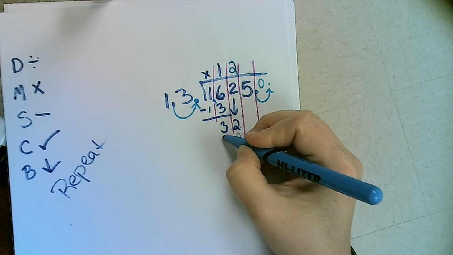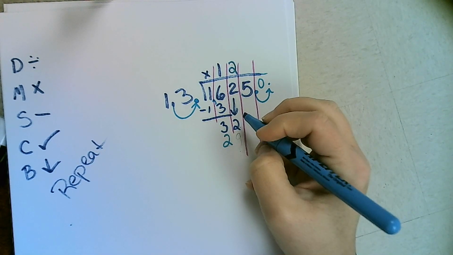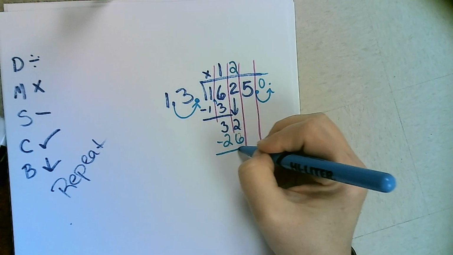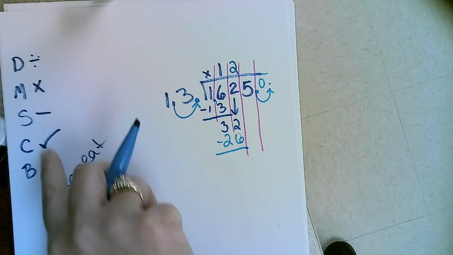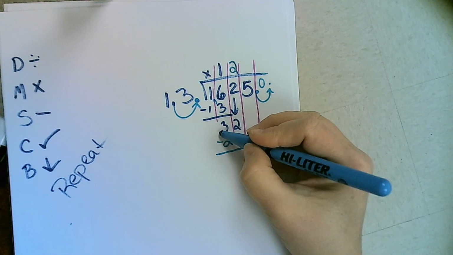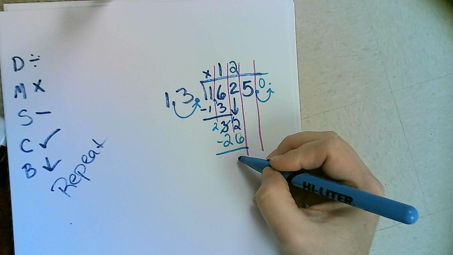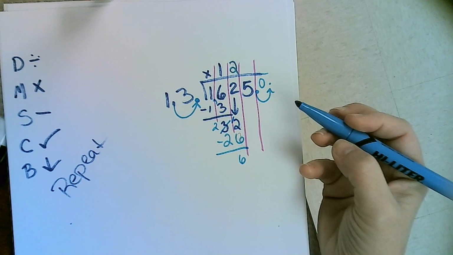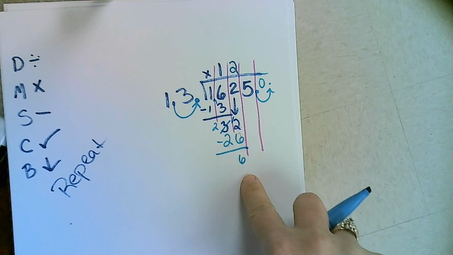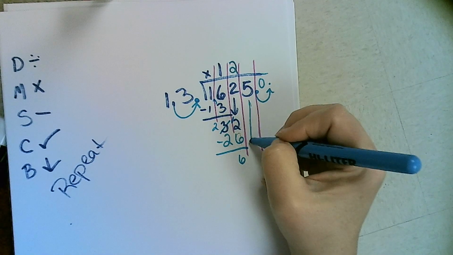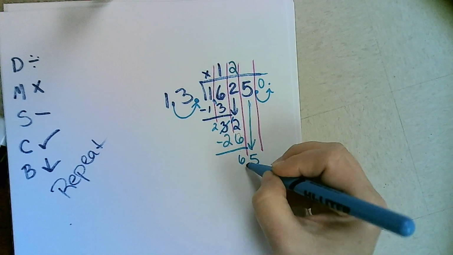So 2 times 13 is 26. Subtract. I'm still just doing my things. I have to borrow. It makes that 12, makes that 2. 12 minus 6 is 6. 2 minus 2 is 0. I'm going to check. 6 is less than 13. Next step, bring down the 5, and then I'm going to repeat.